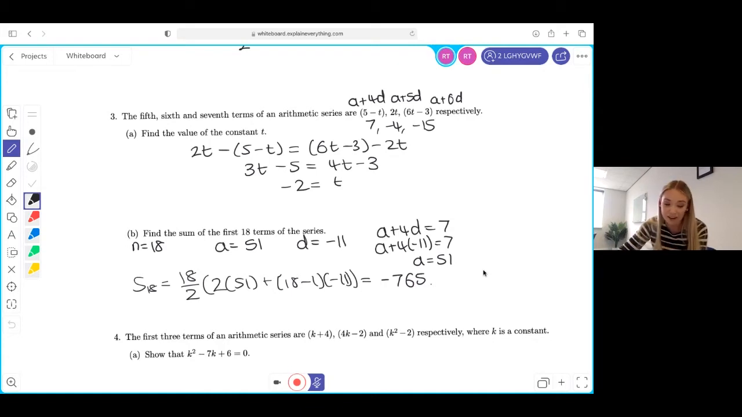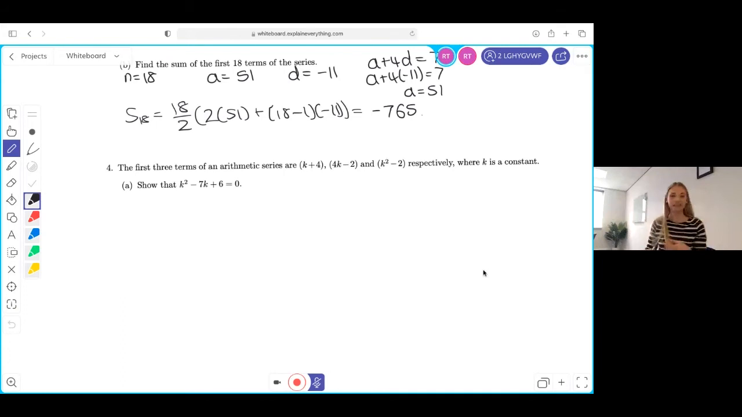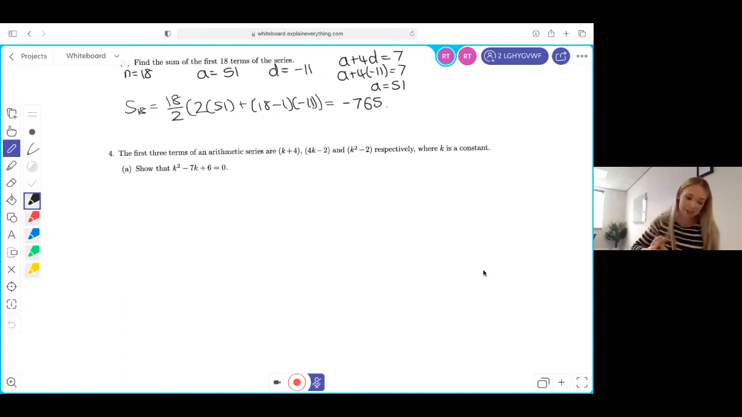I found one more. I only wanted to do one algebraic one in this, but I found another more horrible algebraic one, so I threw this one in as well. So if we look at our final algebraic question for this, and then I'll go on to geometric series as well. We've got the first 3 terms of an arithmetic series are k plus 4, 4k minus 2, and k squared minus 2. And then we've got something which looks completely unrelated: show that k squared minus 7k plus 6 equals 0. So really similar to the last question on how we looked at the difference between each one.